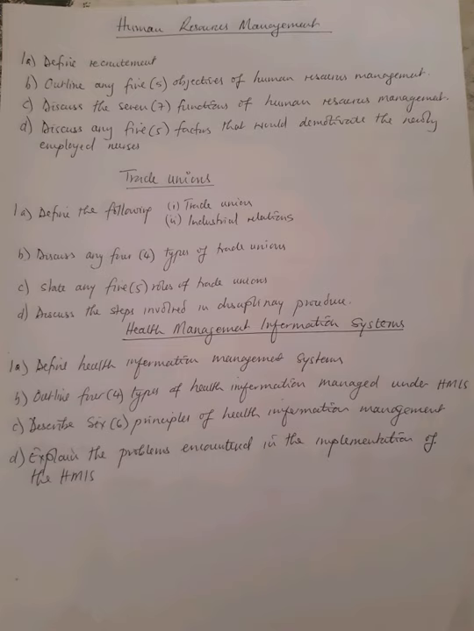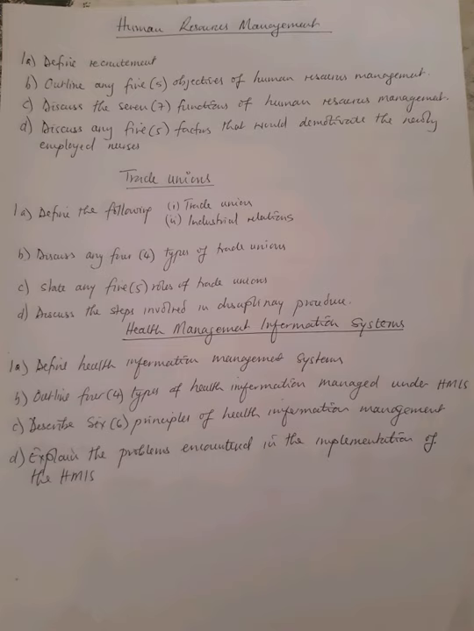It is the responsibility of human resource management to ensure that organizational productivity is on a high end, meaning to say they need to make sure that all the people involved in the organization are working to the maximum potential so that they can maximize on organizational productivity. And the last one is goal harmony. It is the objective of human resource management to make sure that there is harmony in attainment of the overall goals of the organization.